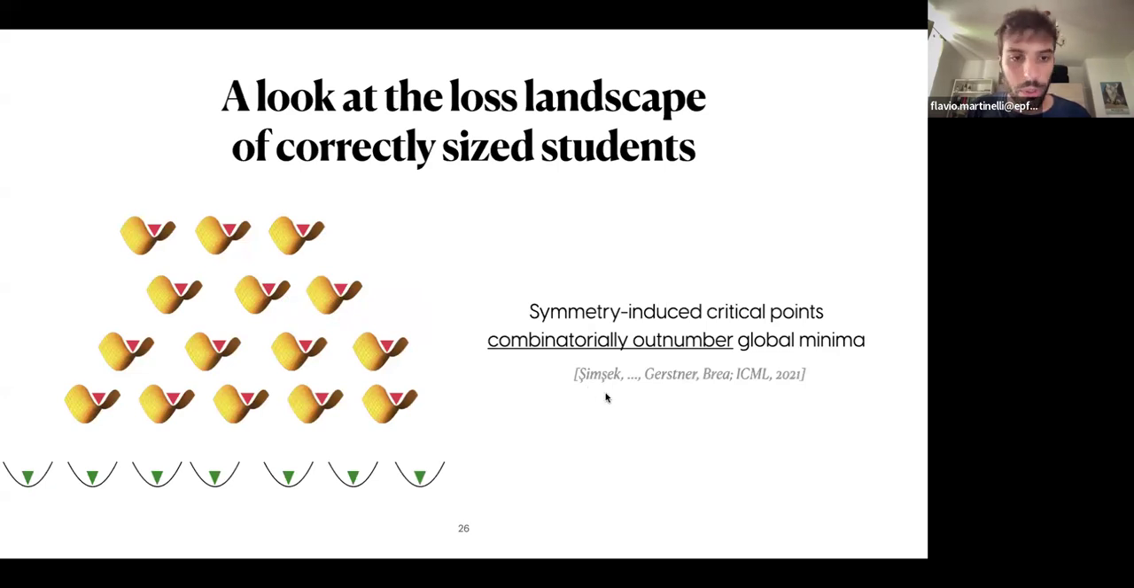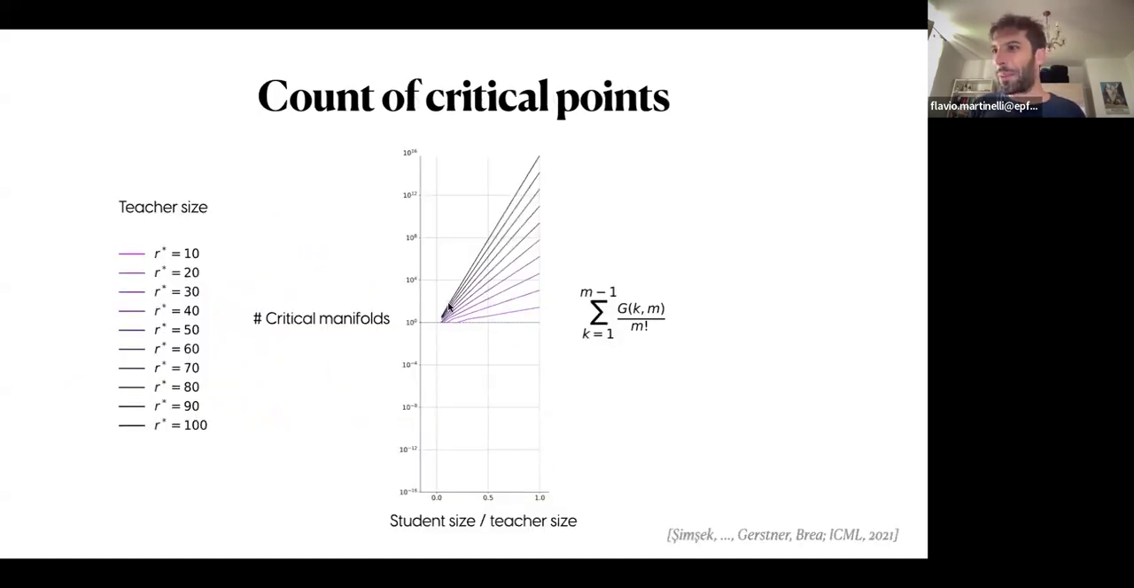So the work of my colleague 3 years ago was to actually combinatorially count how many of these critical points are present. They're not points, actually, they are manifolds because they're also spanned by specific splitting that actually creates not points, but lines, but I'm glossing over this. But simply by doing a very careful combinatorial count, one can compute how many of these critical points are present as a function of the teacher size and the student size. So here I'm just plotting the ratio between student and teacher. In this case, the student is always smaller than the teacher, but as it gets bigger, there will be more and more of these critical points, and they grow combinatorially. This is given by this formula here.